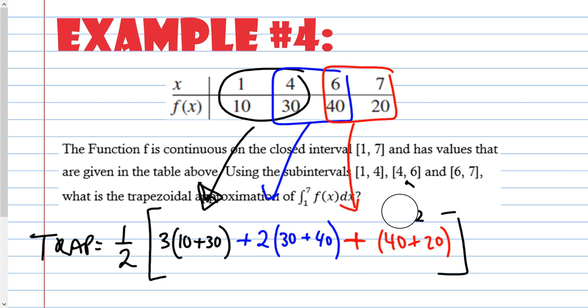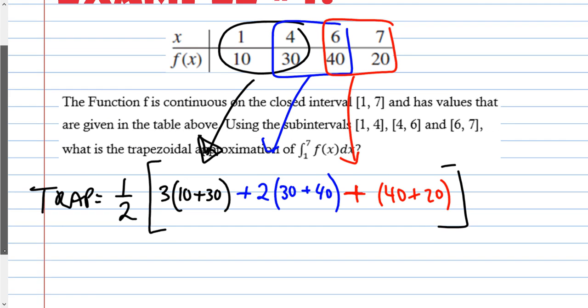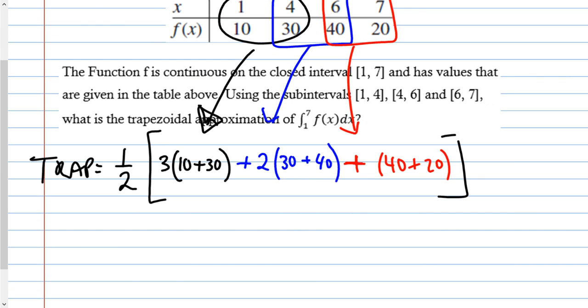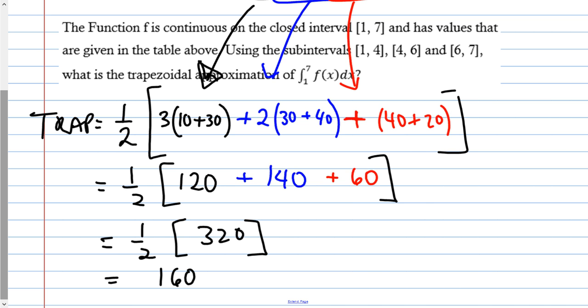Let me erase this. Okay, so this is a classic AP question. I had to do trapezoidal, but they gave me the subintervals, and of course they don't have all the same widths. The 1/2, of course, is a part of the formula that doesn't change no matter what. And then just solve. And there you have it. Did the math, I got 160.